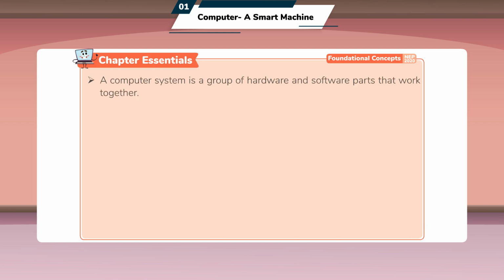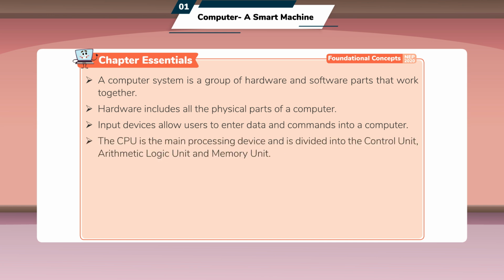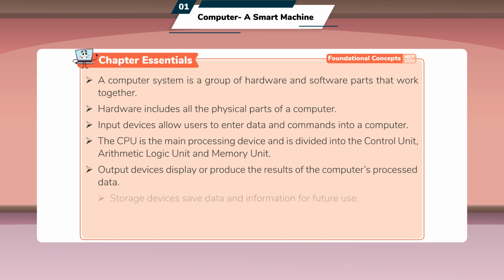Chapter Essentials. A computer system is a group of hardware and software that work together. Hardware includes all the physical parts of a computer. Input devices allow users to enter data and commands into a computer. The CPU is the main processing device and is divided into the control unit, arithmetic logic unit, and memory unit. Output devices display or produce the results of the computer's processed data.